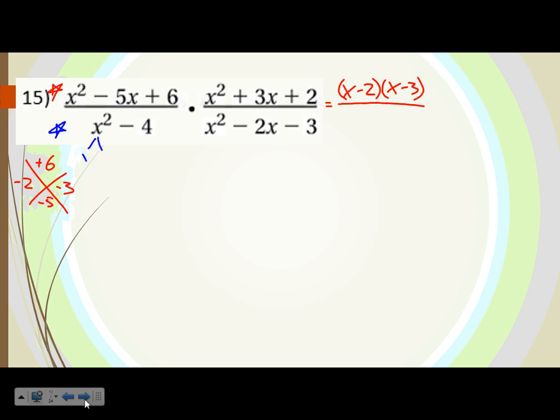X squared minus 4 is a difference in squares. X times x and 2 times 2. So that's x plus 2 times x minus 2.